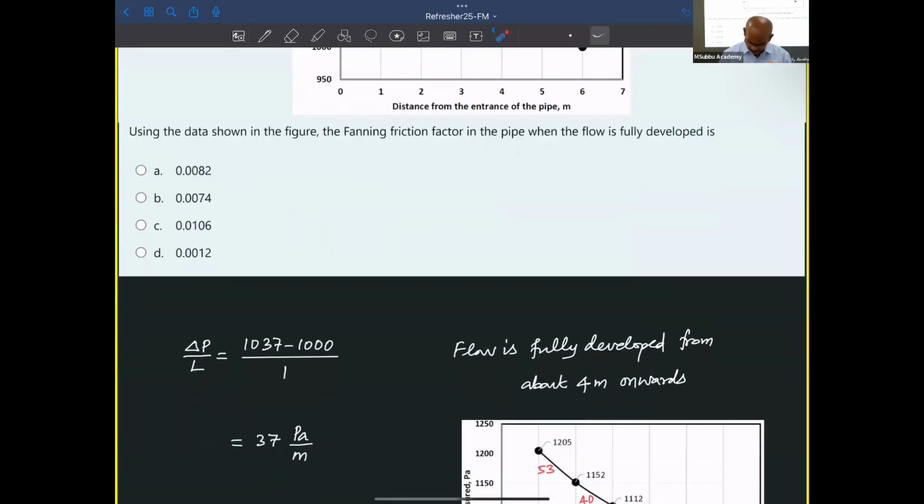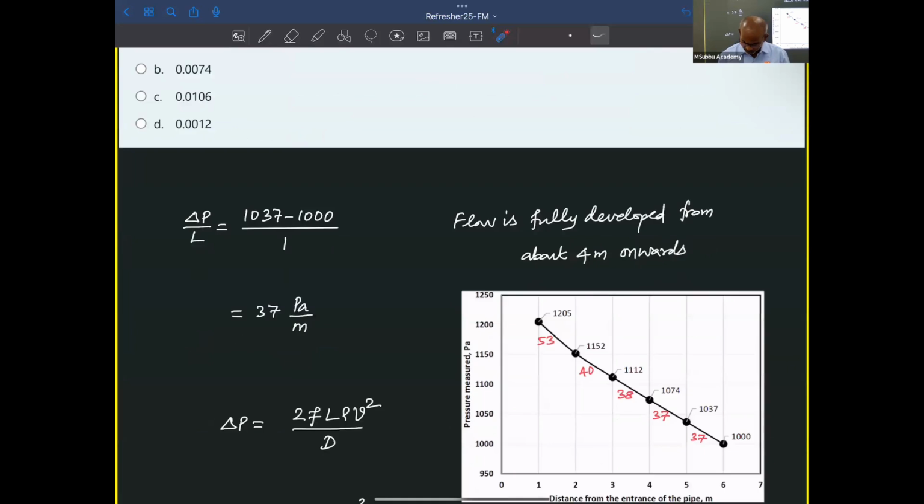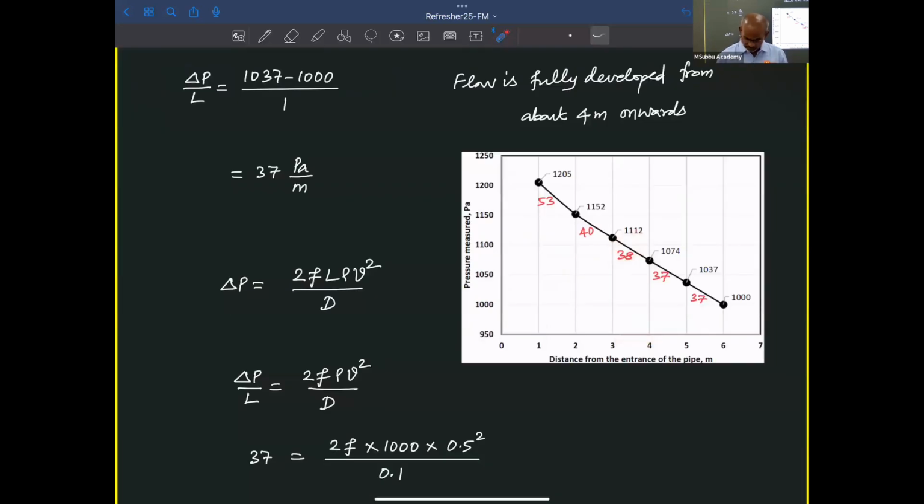We can evaluate the pressure drop over each 1 meter of this pipe segment. Based on the data here, this difference is 53 and here it is 40, and so on. This difference keeps decreasing, and after a certain point the difference is the same, which indicates delta P by L is a constant.